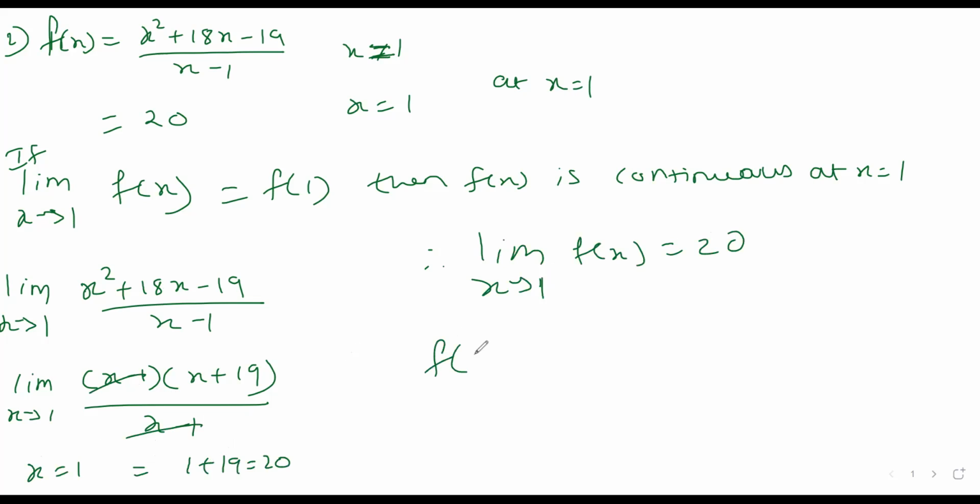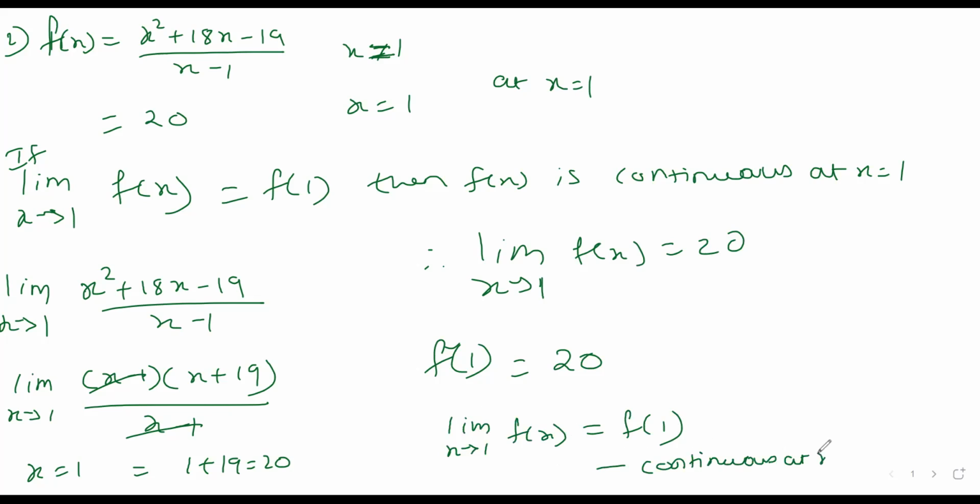Now let us find out f of 1. F of 1 means when x is equals to 1. When x is equals to 1, your f of x is 20. So can I say that limit x tends to 1 f of x is equals to f of 1? Yes. This is continuous. The function is continuous at x is equals to 1.